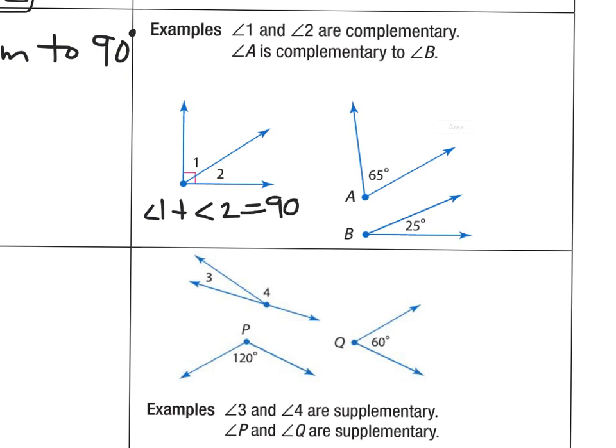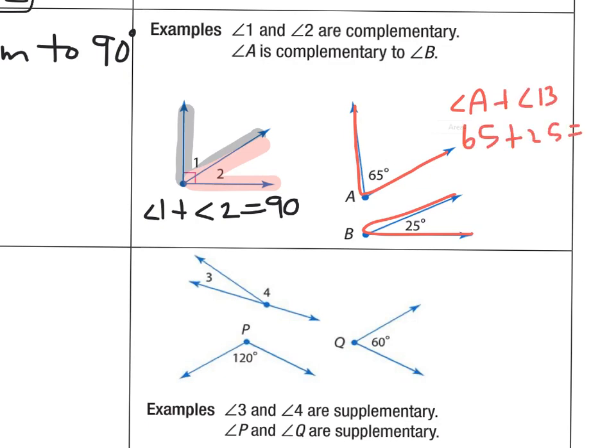And these are adjacent, but complementary angles don't have to be adjacent. These are not adjacent. This angle is 65, this angle is 25. So if I did angle A plus angle B, that would be 65 plus 25. That equals 90. So that's why those are also complementary. All right, a couple more.